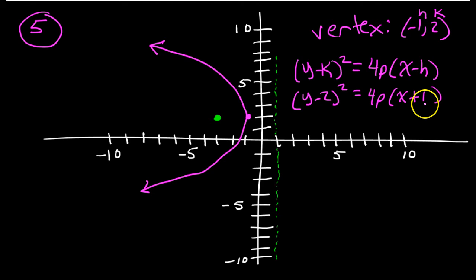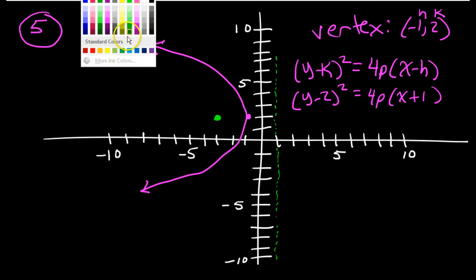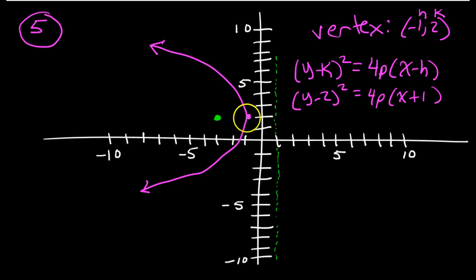Okay, so I'm almost done. I just need the p-value. Understand that the p-value is going to be the distance from the vertex to the focus. So this arrow that I'm drawing right now represents the p-value. So my p-value is going to be -2. Negative because it's going to the left. If it were going to the right or up, it would be positive. If it's going left or down, it would be negative. So the p is -2.